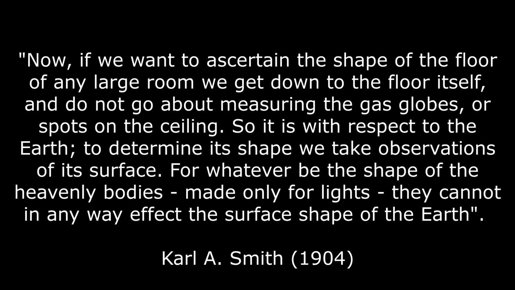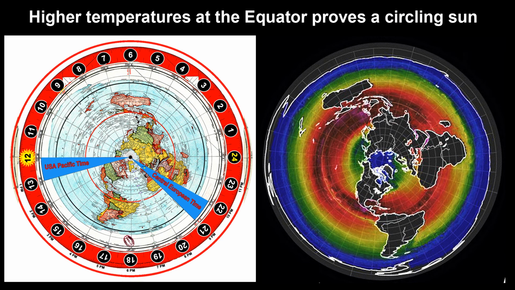So we don't really know how the luminaries work. We can't assume that the shape of the Earth, the map, may be wrong just because the luminaries do not work according to what we think they should do. We don't know how the luminaries work.